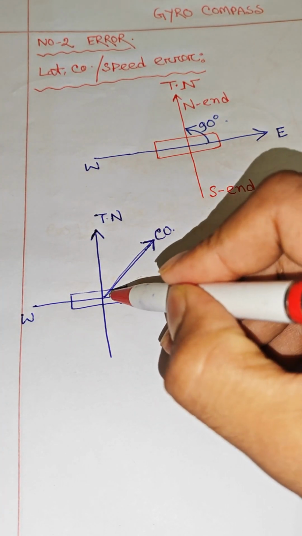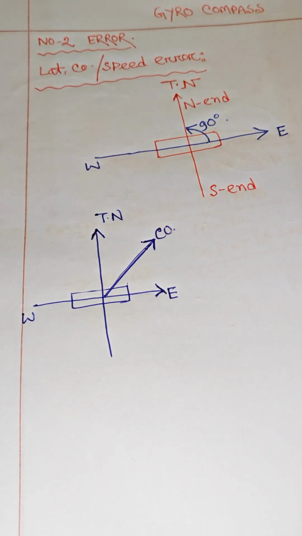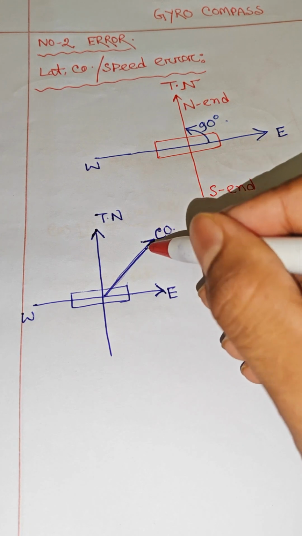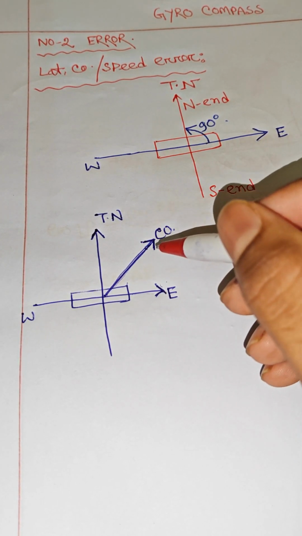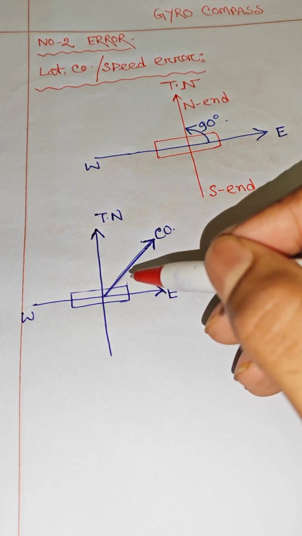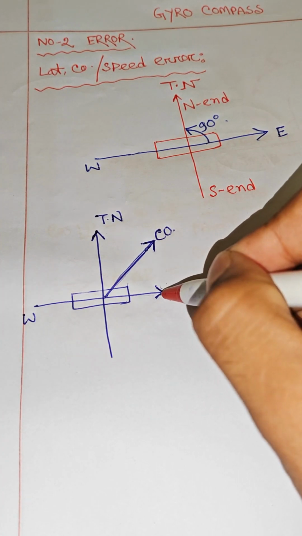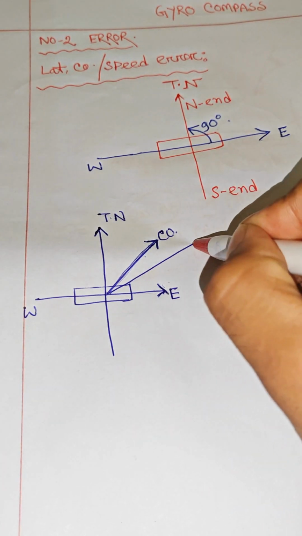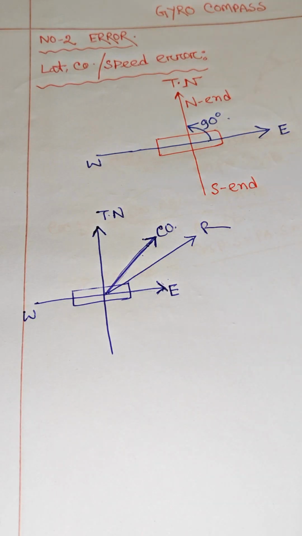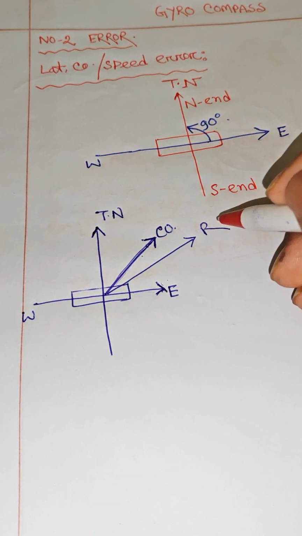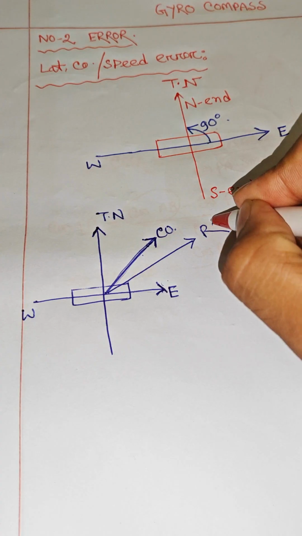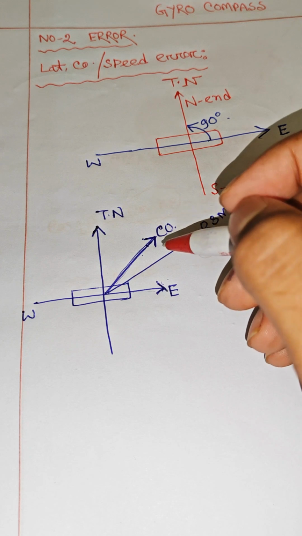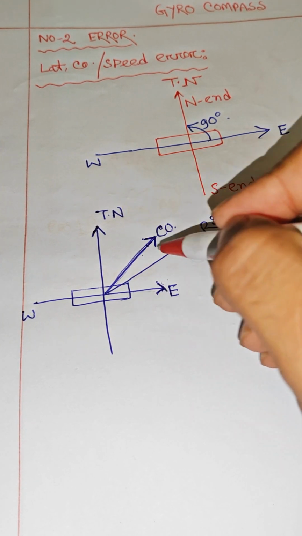Now consider your vessel's course is this way. If your vessel's course is this way, your gyro cannot act on two directions. So it will act with the resultant. So with this earth rotation and your ship's course, there will be a resultant, correct? This is the resultant, also called RSM, resultant space motion.